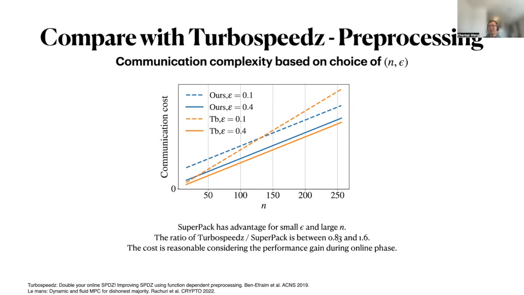And we also compare with Turbospeed in terms of the pre-processing phase. This is the communication cost of pre-processing for both protocols with different choices of n and epsilon. Generally, the SuperPack has an advantage for small epsilon and a large n during the pre-processing. And the ratio of Turbospeed over SuperPack is between 0.83 and 1.6. This means that the SuperPack does not always achieve an advantage over Turbospeed in terms of the pre-processing communication. But we argue that the cost is reasonable considering the performance gain we get during the online phase.